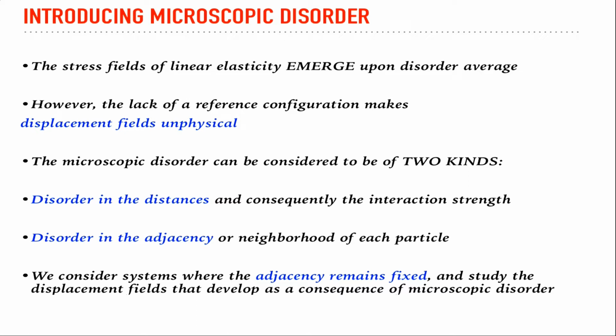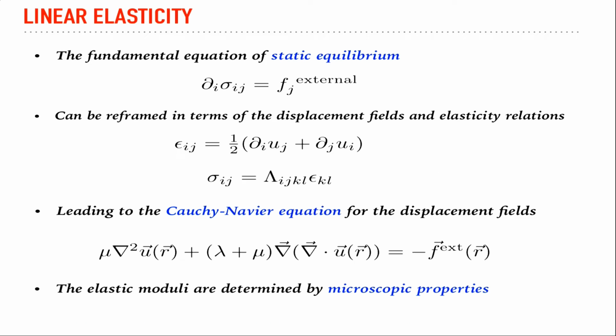As I said, the stress fields of linear elasticity emerge upon disorder average, but there is a lack of reference configuration. I'm sure you heard this in detail from Shubho: the displacement fields are unphysical, because when I do a disorder average, there is no true reference configuration from which to expand about. So if you take a linear elastic material, the epsilon ij, which I wrote down, let me just go back one step.